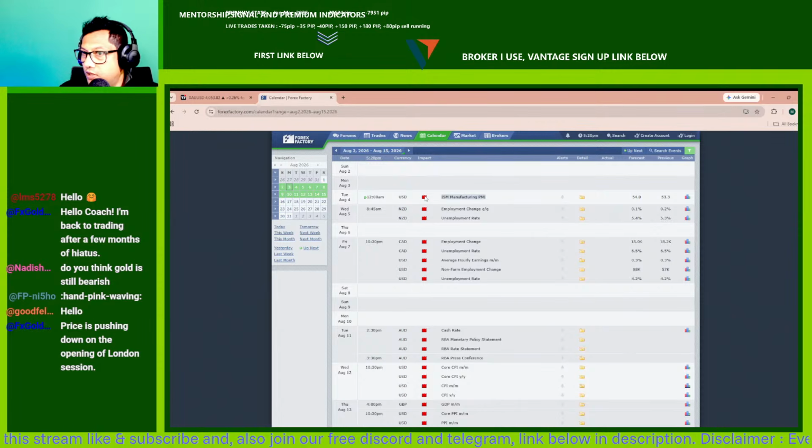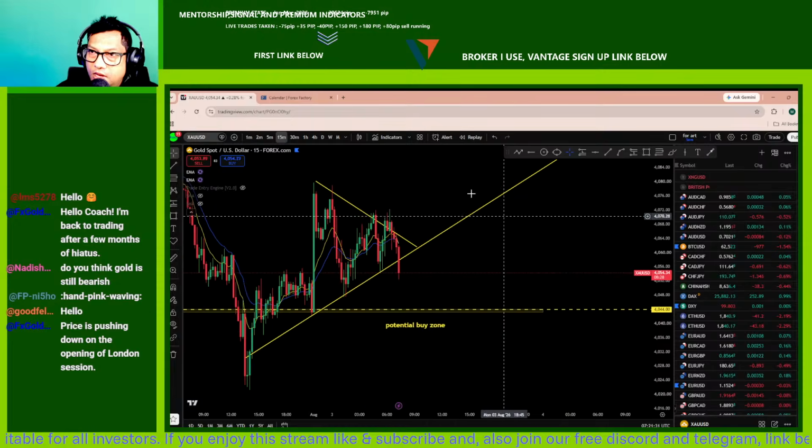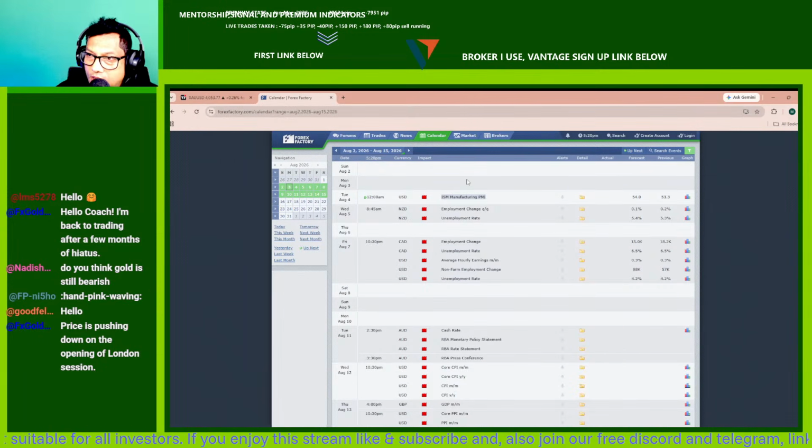Yes, there is one coming later today. In my time zone, which is at night, we have ISM manufacturing PMI coming, which will also be a market mover that you can see here in this area. Based on that, we could see a significant move with the data release.